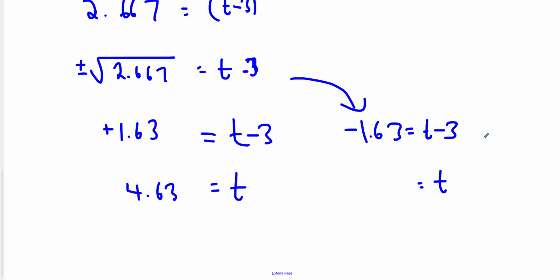Okay, so remember what I was saying. Whenever you take the square root of any number, you always have a positive answer and a negative answer. So the equation splits into two separate equations now, two realities. One reality in which you're taking the positive answer, the other reality in which you're taking the negative answer. And then you're going to have two possible answers. Okay?